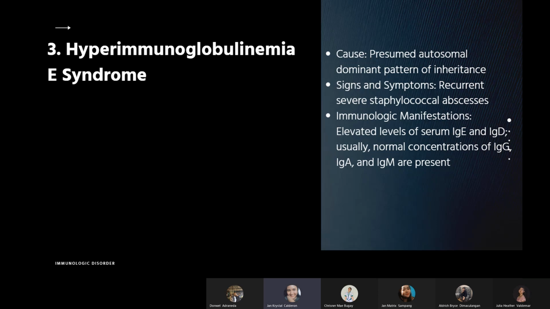Hyperimmunoglobulinemia E syndrome. Its cause is presumed to be an autosomal dominant pattern of inheritance. Signs and symptoms: recurrent severe staphylococcal abscesses. Immunologic manifestations: elevated levels of serum IgE and IgD, while usually normal concentrations of IgG, IgA, and IgM are present. Next.